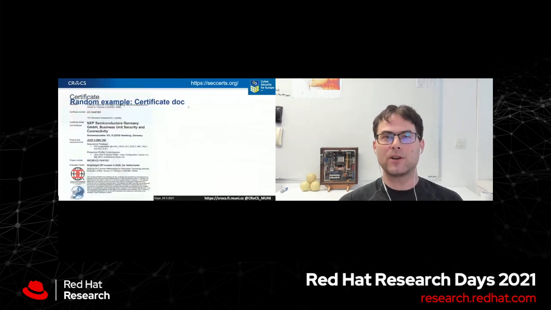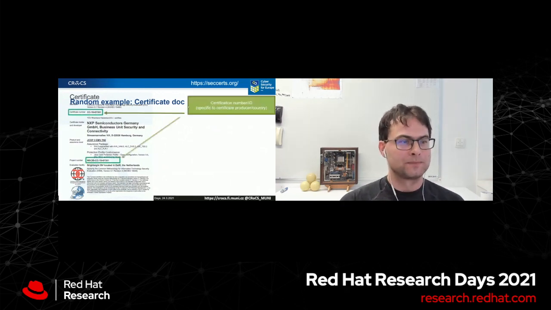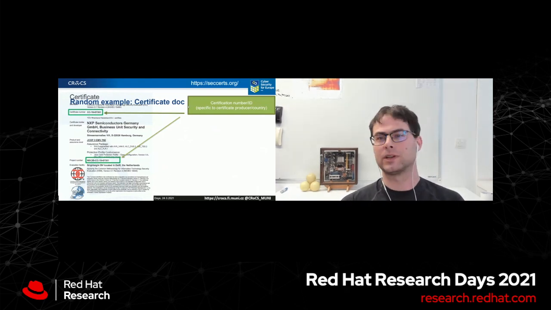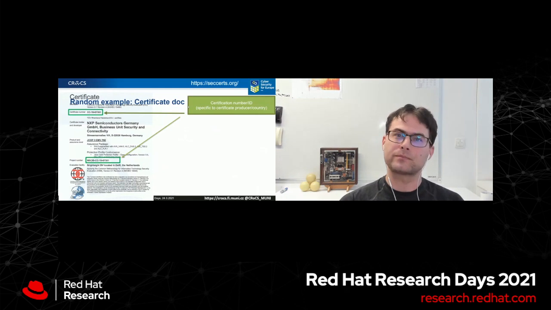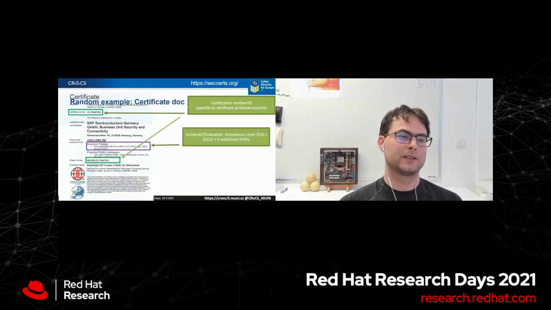So here are some random examples of what an actual certificate and security target look like. If you pick some, this is a completely random example, no vulnerability in this one found by us. You can find interesting things there. First of all, the certificate number, some unique identification of what uniquely identifies this particular certificate. You can also find the security level.